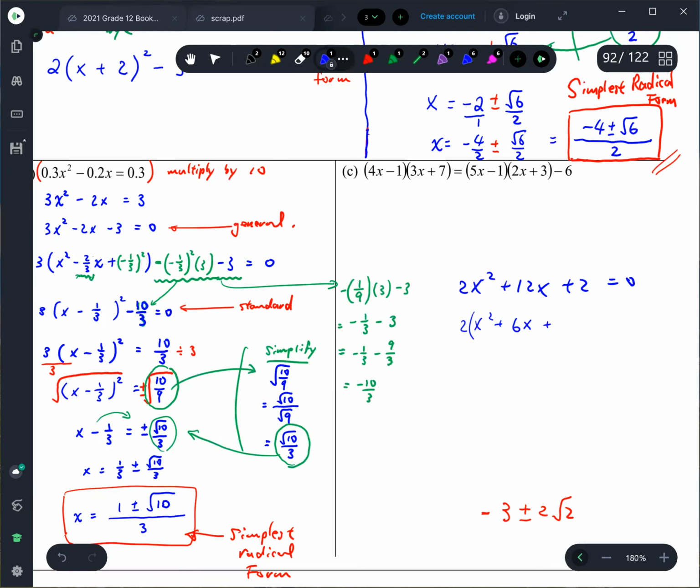It should be plus 3 squared. Oh, okay, I think that's why. Yeah, and then at the end, you move the plus 3 over, and it will become negative 3. Yes, thank you. No problem.